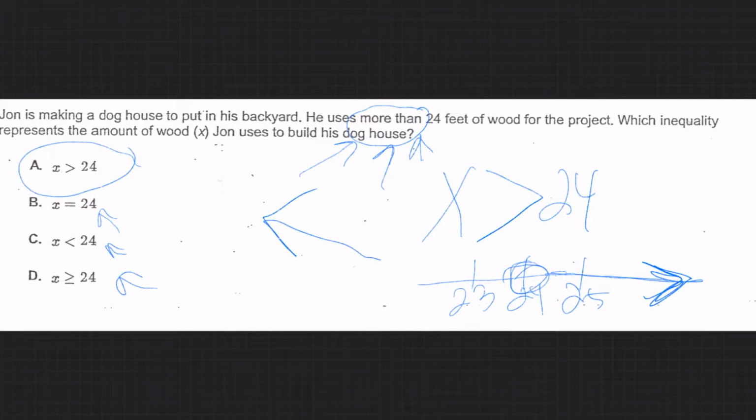By showing the circle on the 24 but not including it, it means it has to be more than that number. It could be 24.0001, but it can't be 24. So anything more than 24 would be included in this answer. Okay, how'd you do on this one? Did it get easier this time? All right, that one wasn't too bad. Let's go on to the next one.